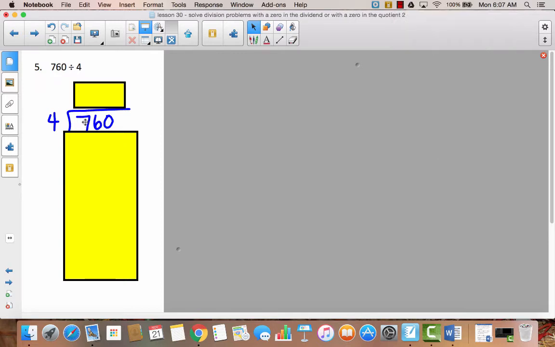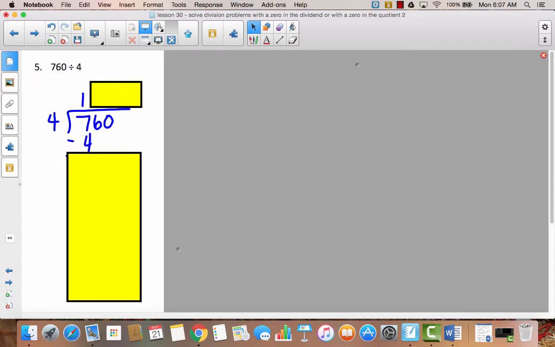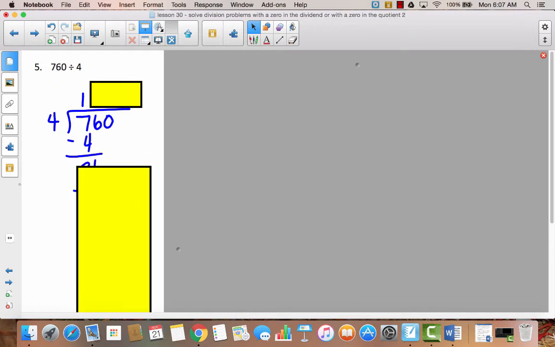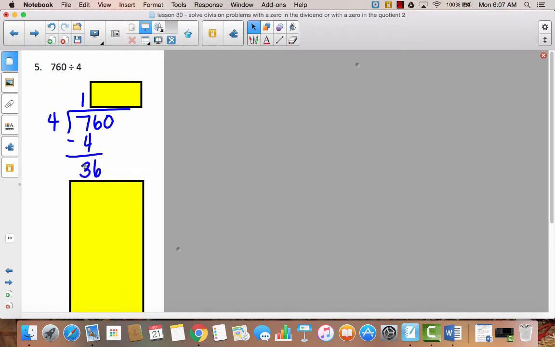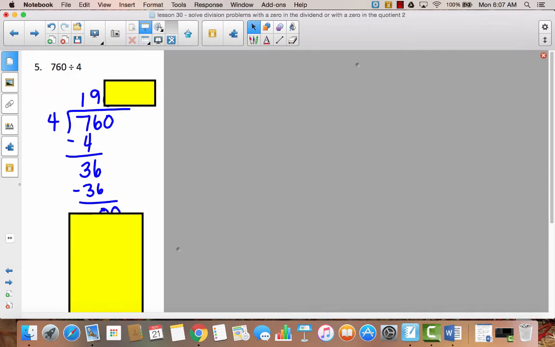So I had 700s divided by 4, and that would put 100 in each group. But 1 times 4 is 4, so that means that I would have 300s left over. So I added my 300s to my 6 10s, and that gave me 36 10s. 36 10s divided by 4 works out to be 9. 9 times 4 is 36, which equals 0.